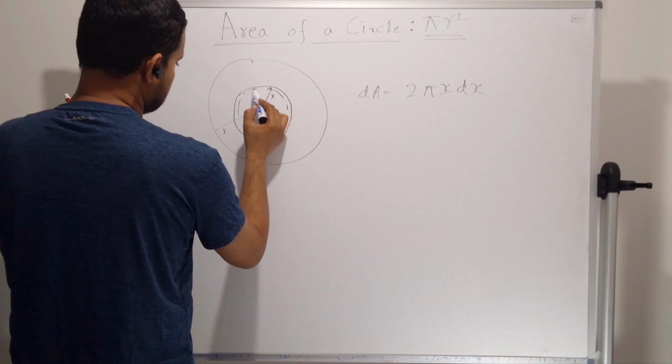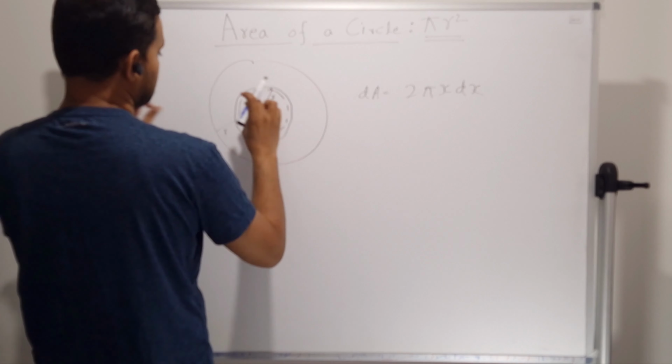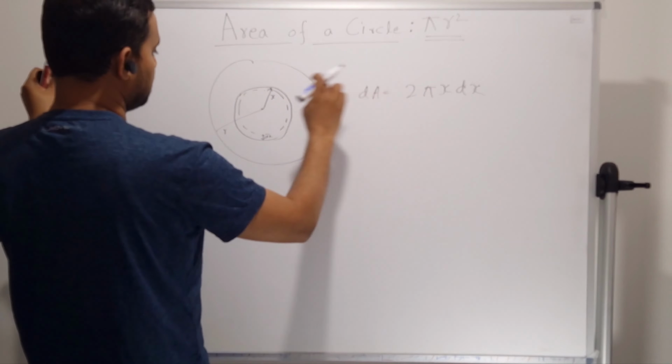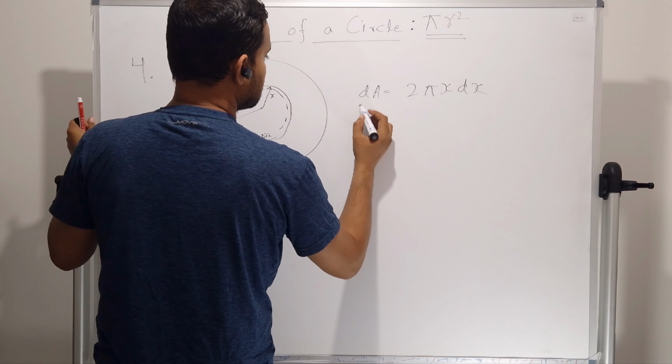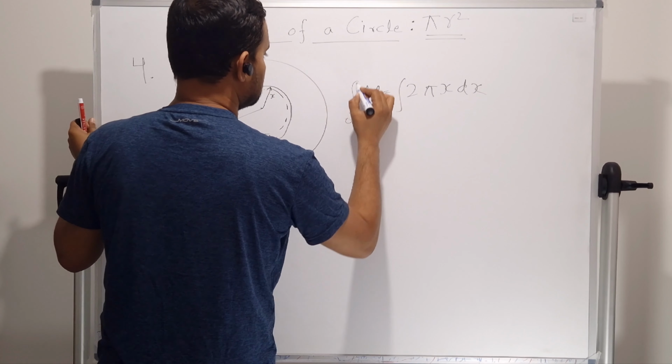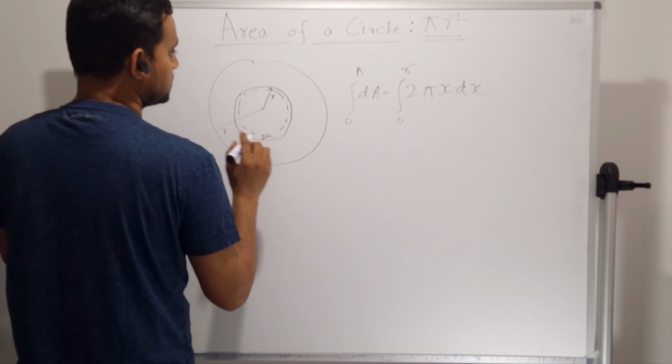2 pi x is the length. If you open it up, it's again like a rectangle, and dx is the breadth. 2 pi x is the length, the perimeter of the circle, and dx is the height, the width. So dA is 2 pi x dx. I can integrate this from 0 to r. X is from 0 to r.